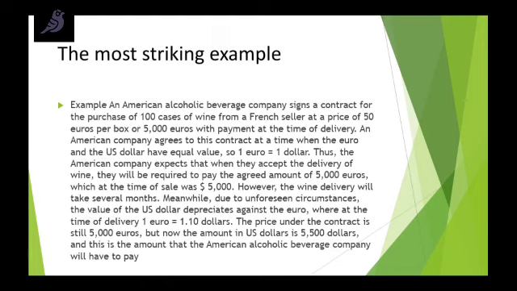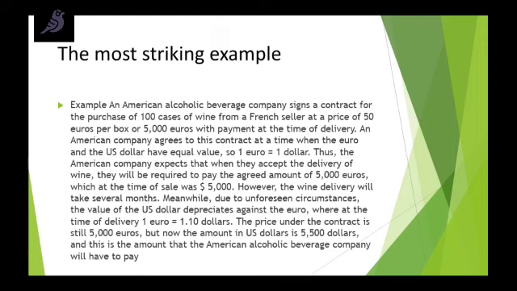Meanwhile, due to unforeseen circumstances, the value of the US dollar depreciates against the euro, where at the time of delivery €1 equals $1.10. The price under the contract is still €5,000, but now the amount in US dollars is $5,500, and this is the amount that the American alcoholic beverage company will have to pay. I think you realize that such a currency risk is a good example, right?